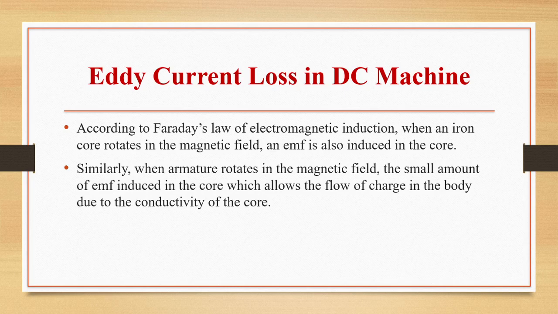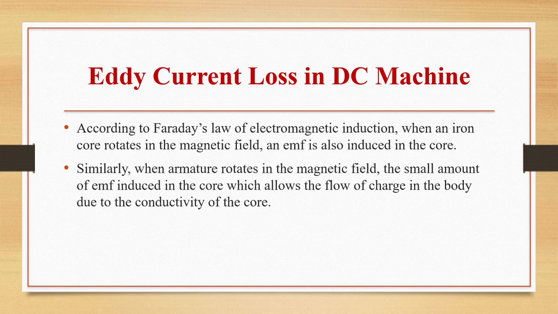Okay, so what we are telling here is that according to Faraday's law of electromagnetic induction, when an iron core rotates in the magnetic field, EMF is induced in the core. So whenever EMF is induced, current is also flowing there at that time. EMF, current, then flux. Because this is a magnetic material, I am including the term flux here.